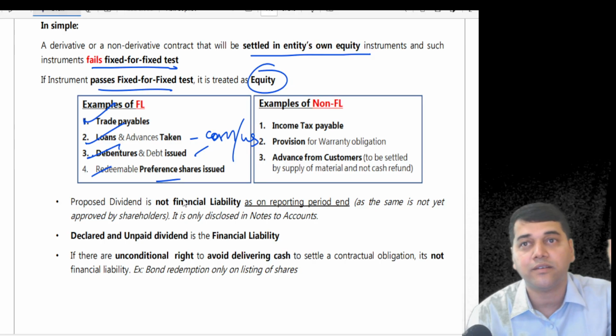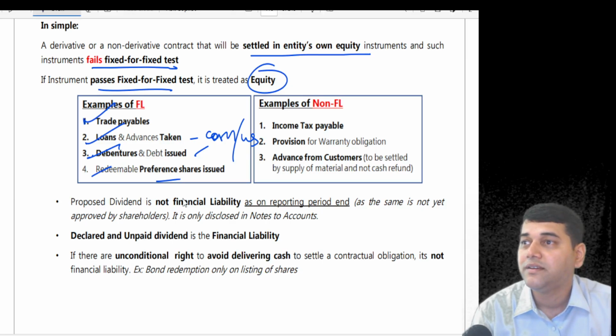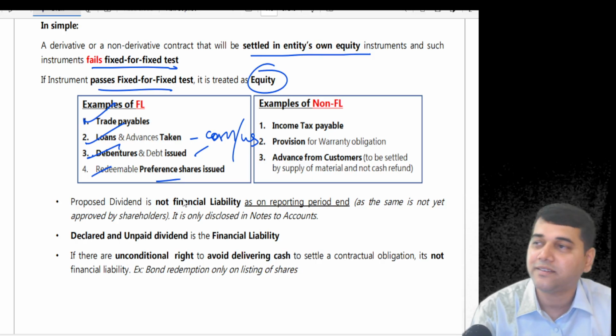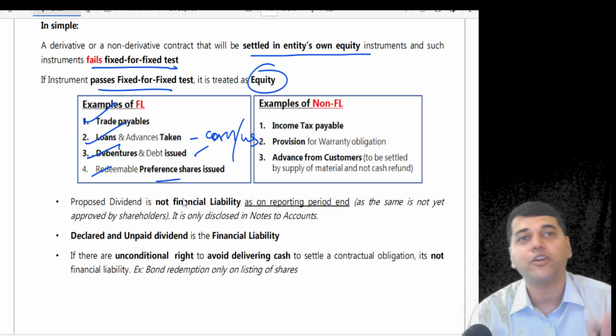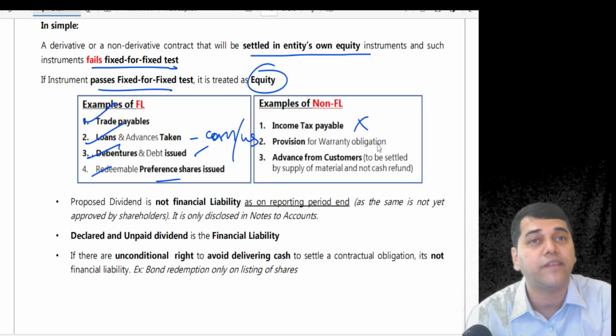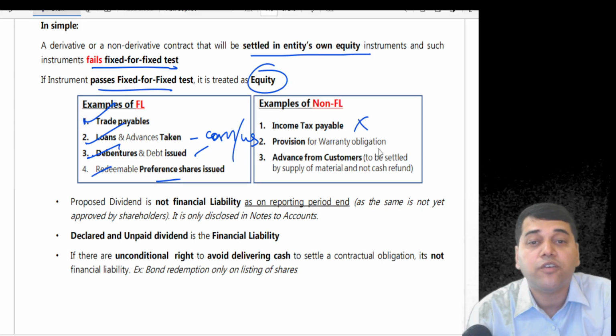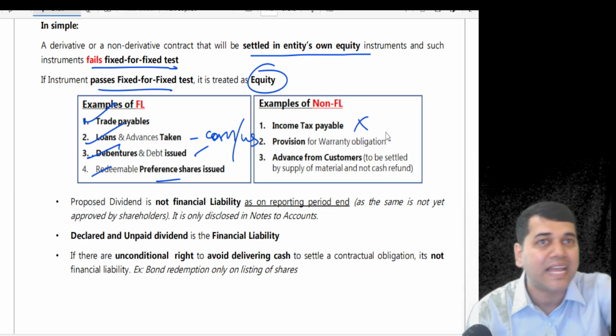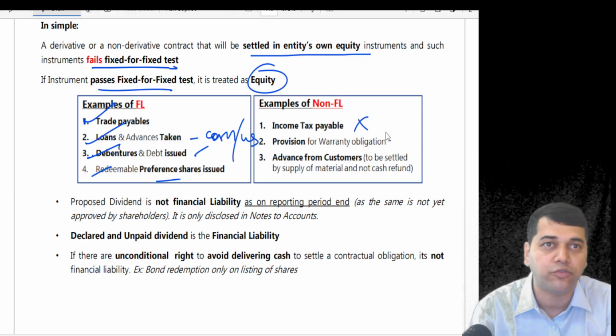Then you will wonder, sir, in first PUC they taught me redeemable preference shares are equity share capital. That was those days. Today you have to redeem, that means you have got an obligation to pay cash. Non-financial liability: income tax payable, because you don't have any contract. Provision for warranty, because it's only a provision. When a claim comes to you, you don't pay cash; you will repair that machine and give it back.